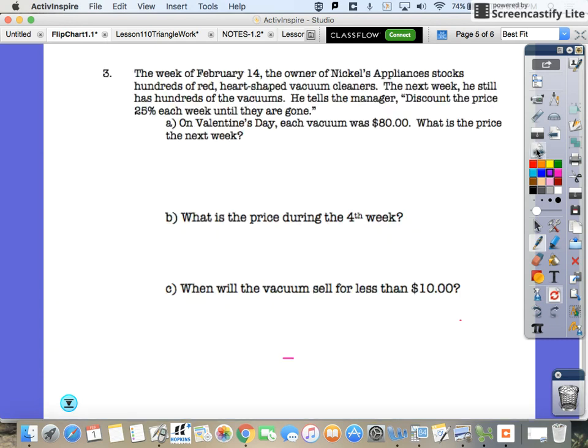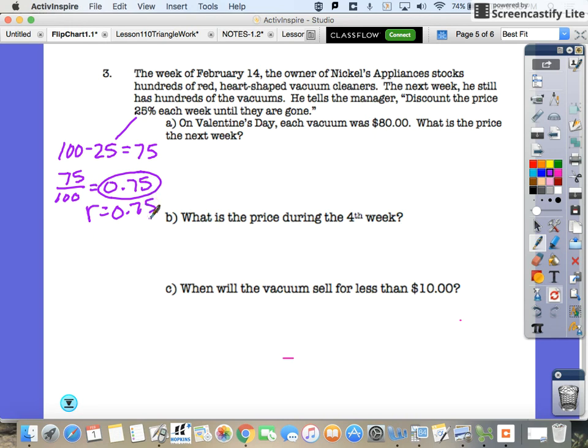All right. And then the last one. So this says the week of February 14th, the owner of Nichols Appliances stocks hundreds of red heart-shaped vacuum cleaners. The next week he still has hundreds of vacuums. He tells the manager, discount the price 25% each week until they're gone. So if you get a 25% discount, that means you still pay 75%. So to convert that to a decimal, you divide by 100 and you get 0.75. This is your r.